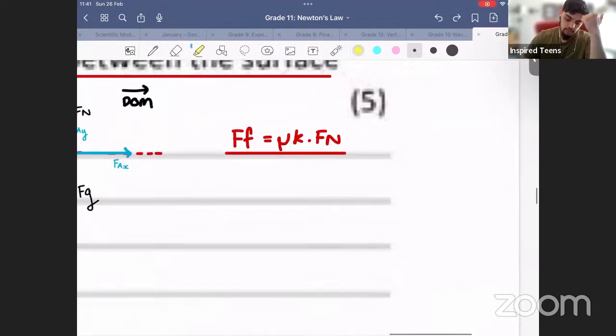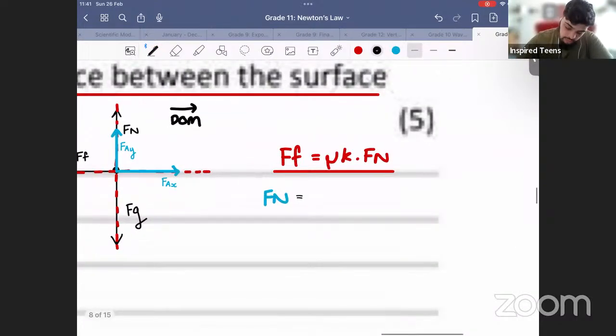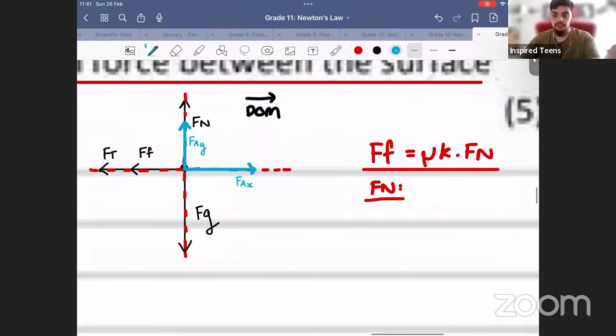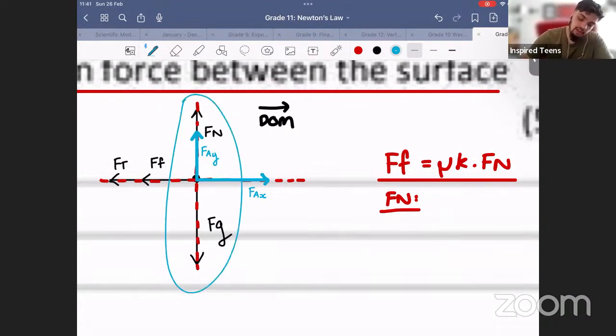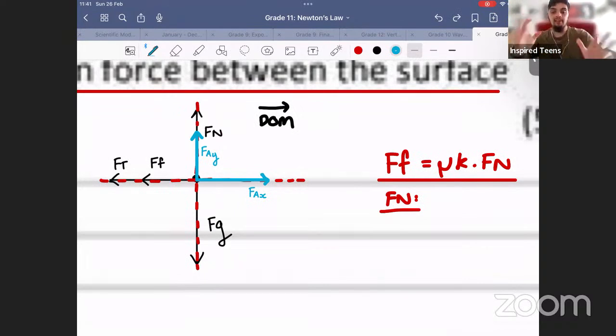Now, let us do it. F normal, we're calculating it. Forces that are up. What are my up forces? Somebody tell me. What are my up forces? I can directly look at the free body diagram and reference it. Once I have my free body diagram perfect, I don't even have to go back to the question. I can answer everything from the free body diagram. What are my up forces?